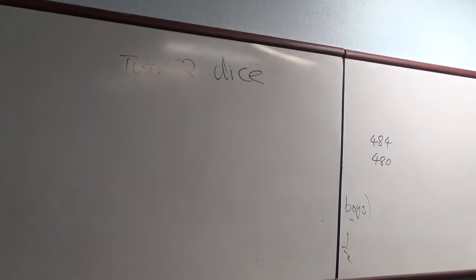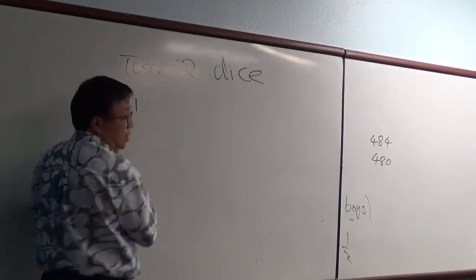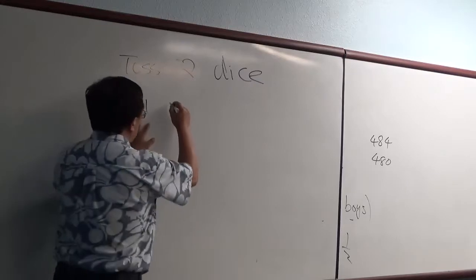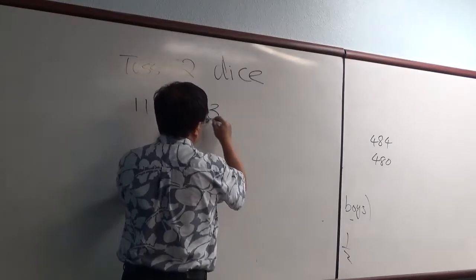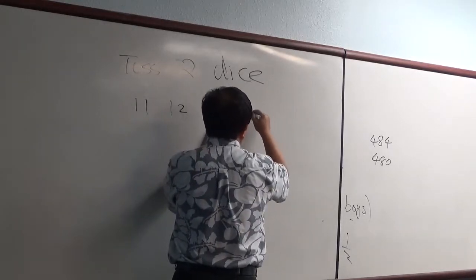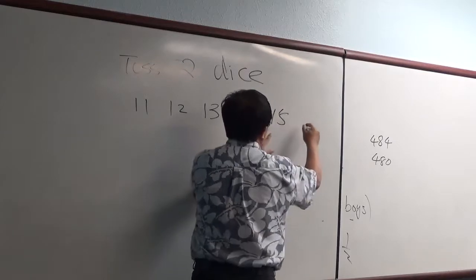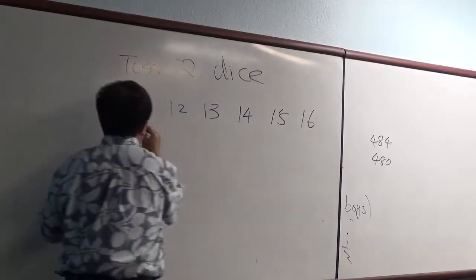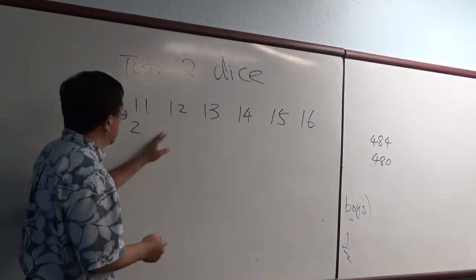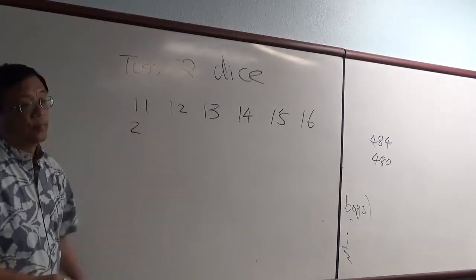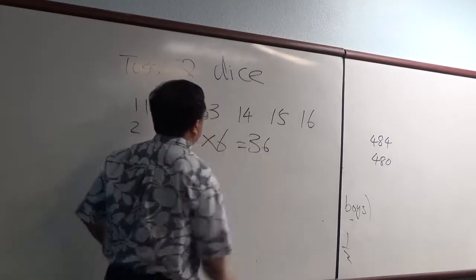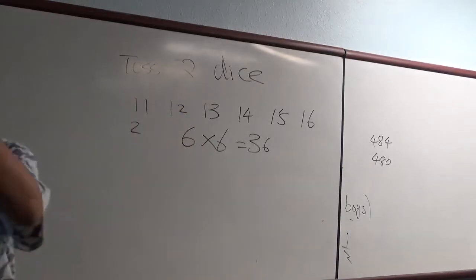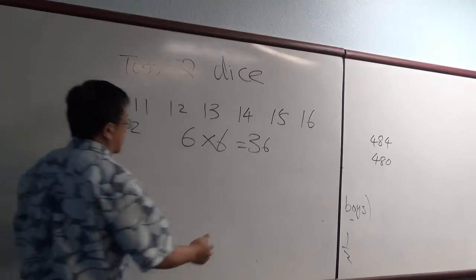36. So how do you know 36? Well, you can say if the first one is 1, second one is 1. First one is 1, second one is 2. First one is 1, second one is 3, 4, 5, and 6. Then we can start with 2, 1, the first one 2. So basically the sample space is 6 times 6 is 36, because for the first die, 6 possible outcomes, second die, 6 outcomes. So the total is 36.